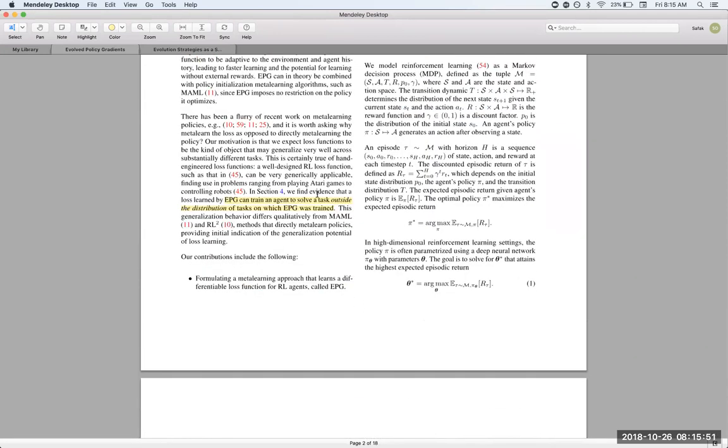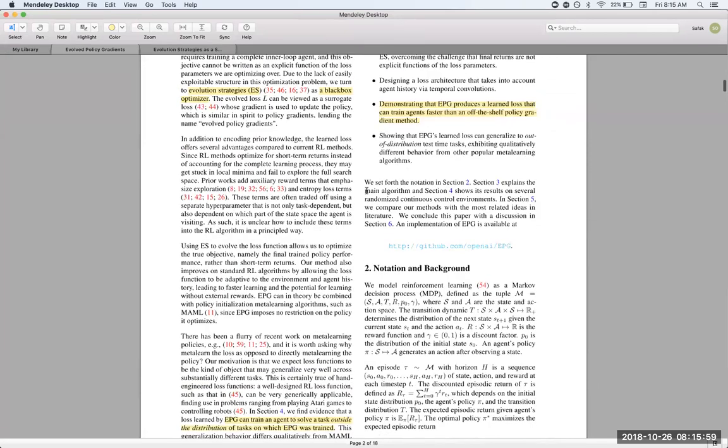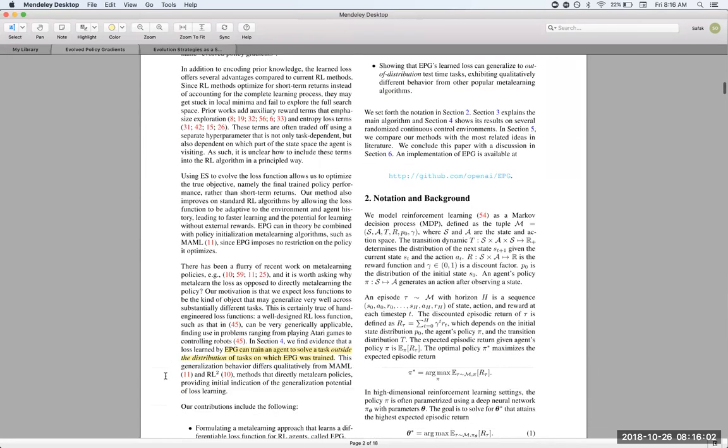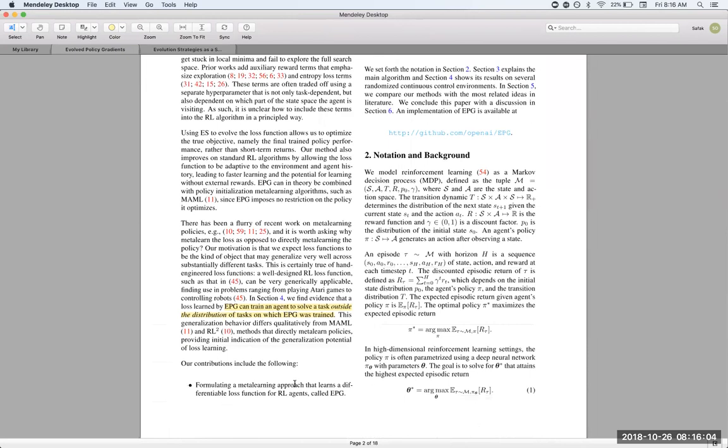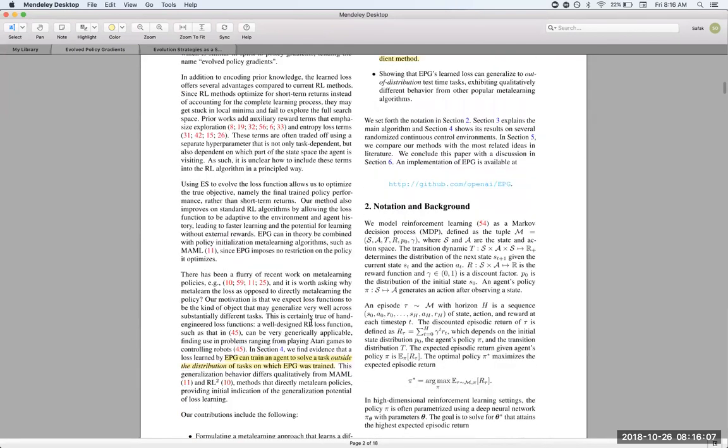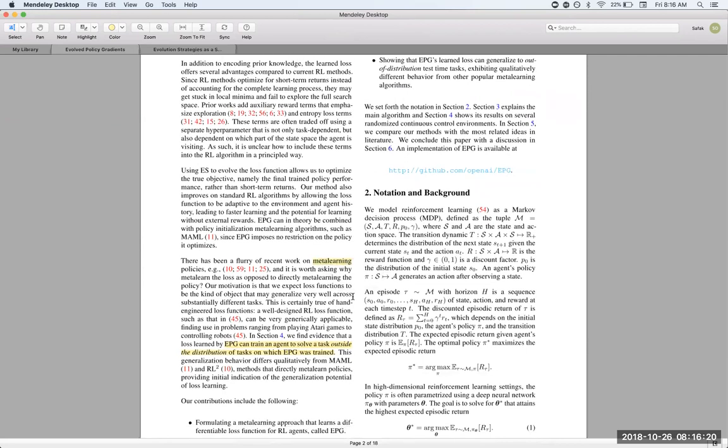So let's move on to maybe the next section. Okay. So the contributions of this paper are these several bullet points. By the way, this word meta-learning is an important phrase. Meta-learning is a new thing in the RL research world. So it's basically learning how to learn, right? It's meta-learning.